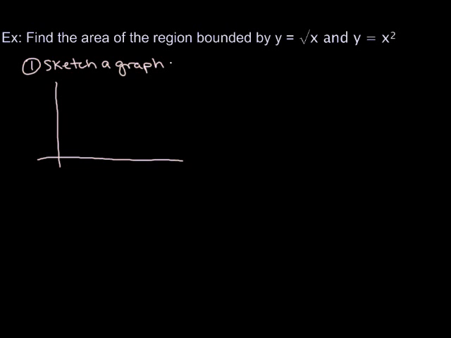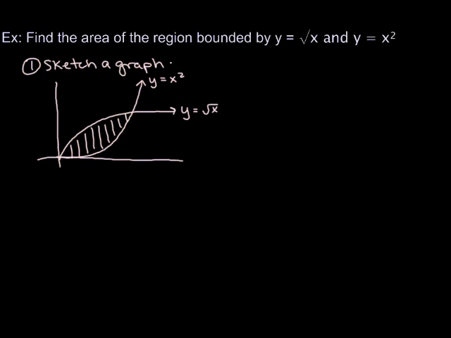We know that we have the square root graph, which will look something like this. And we've got the x squared graph, which will look something like this. And we're looking at the area bounded between the two.